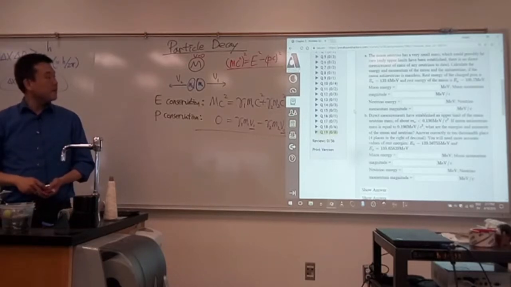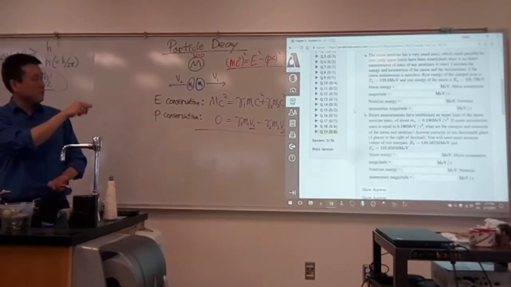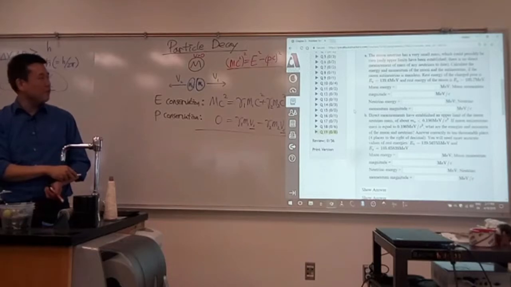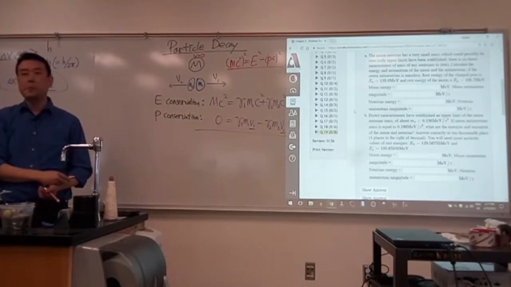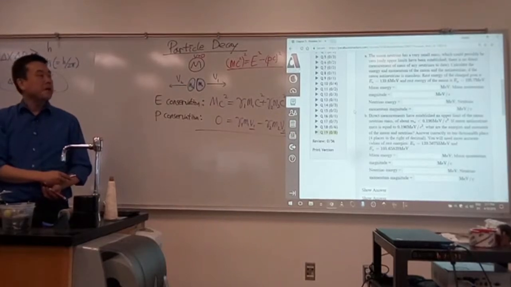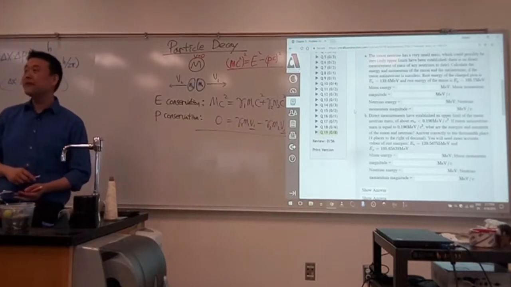Now here, you know the rest energy of the pion, but you don't really know the energy of the muon or the neutrino. So let me do it in the order it's given. It's going to feel a little bit duplicative.